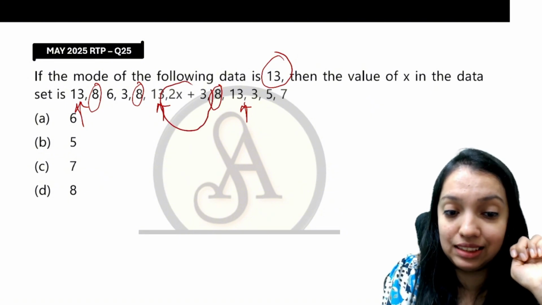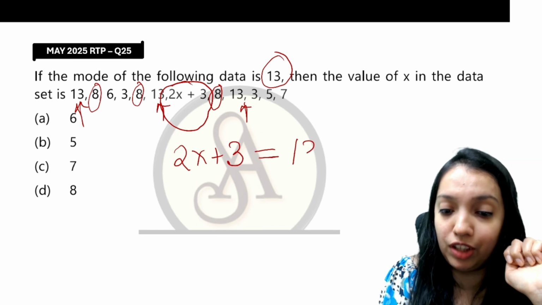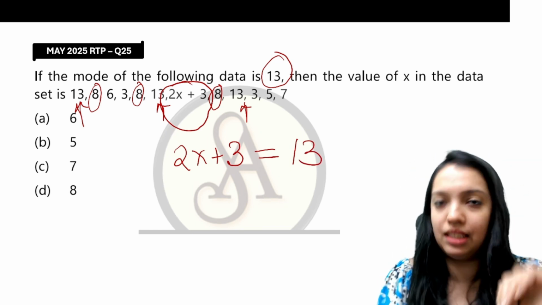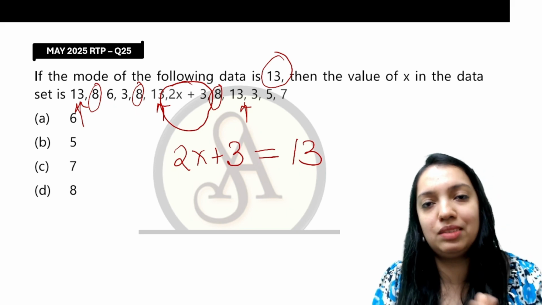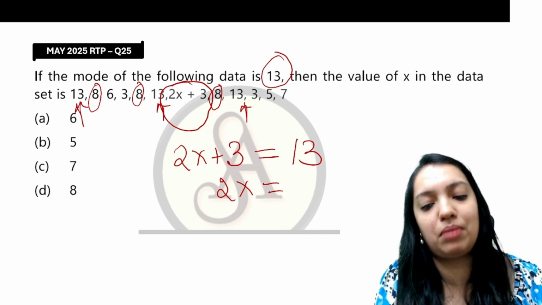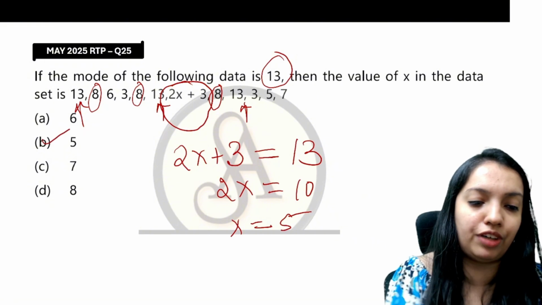Which means this value 2x plus 3 should also be equal to 13, only then it would be 13, 4 times. That's why it is the mode. So if 2x plus 3 is equal to 13, you know how to solve this. 2x is 13 minus 3, 10. X value is equal to 10 divided by 2, which is equal to 5.